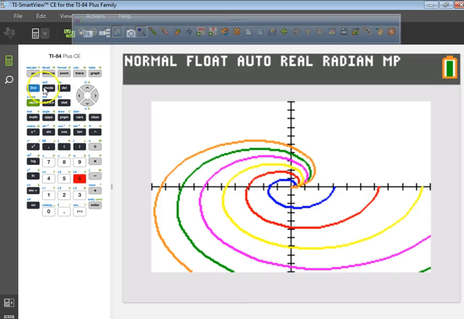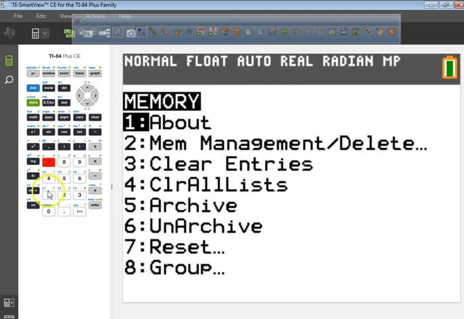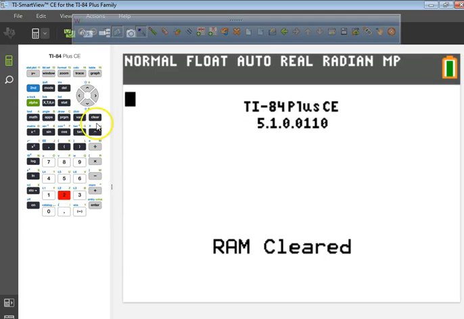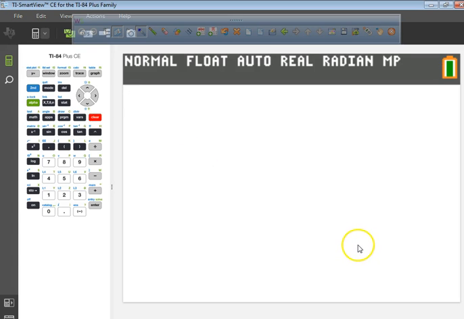Right here, oh, by the way, that's a whole bunch of spiral of Archimedes. That's what we're going to do in pre-cal. So let me reset my calculator. All right, those are a bunch of polar equations. Don't worry about that. Pretend like you didn't see.